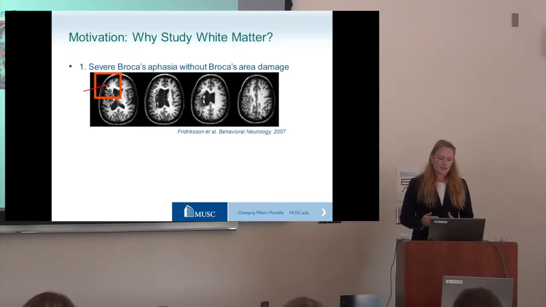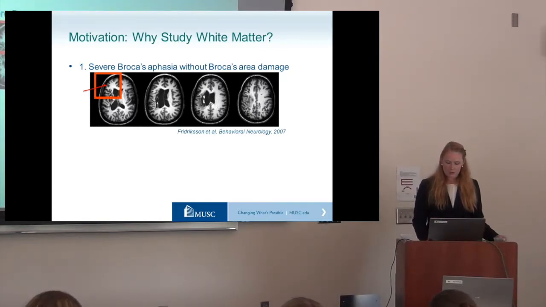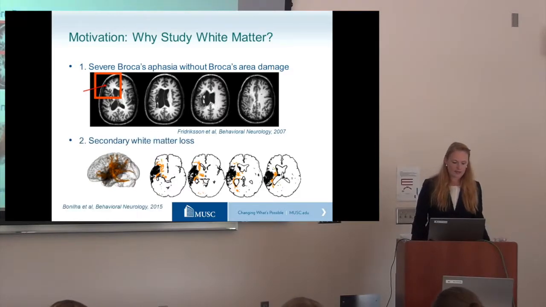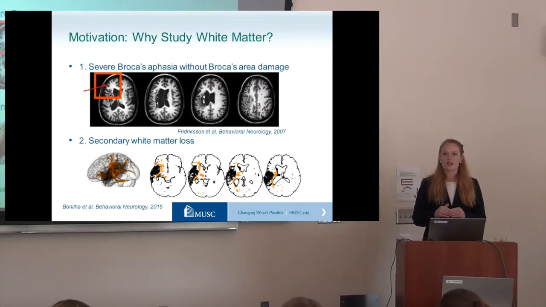So clearly here we can see on T1 that the white matter is damaged, so that might be relatively easy to include in your predictions, just overlap with white matter. But what we also want to do, and this was shown very nicely by Dr. Bonilla in 2015, is maybe map the extent of white matter loss outside of the lesion.